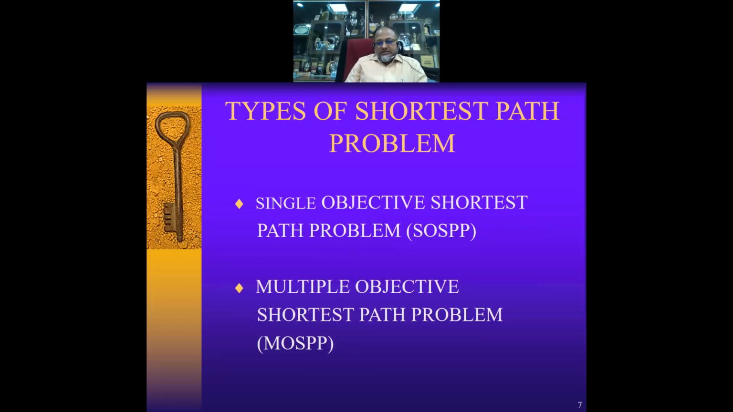But in a realistic sense, it will not work. Suppose I want to travel from one city to another city, I want to minimize the time, I want to minimize the cost even. Similarly, I want to travel in a sophisticated way. So all these objectives will be considered. The decision maker can decide the number of objectives. If the number of objectives is more than one, it is called a multiple objective shortest path problem.